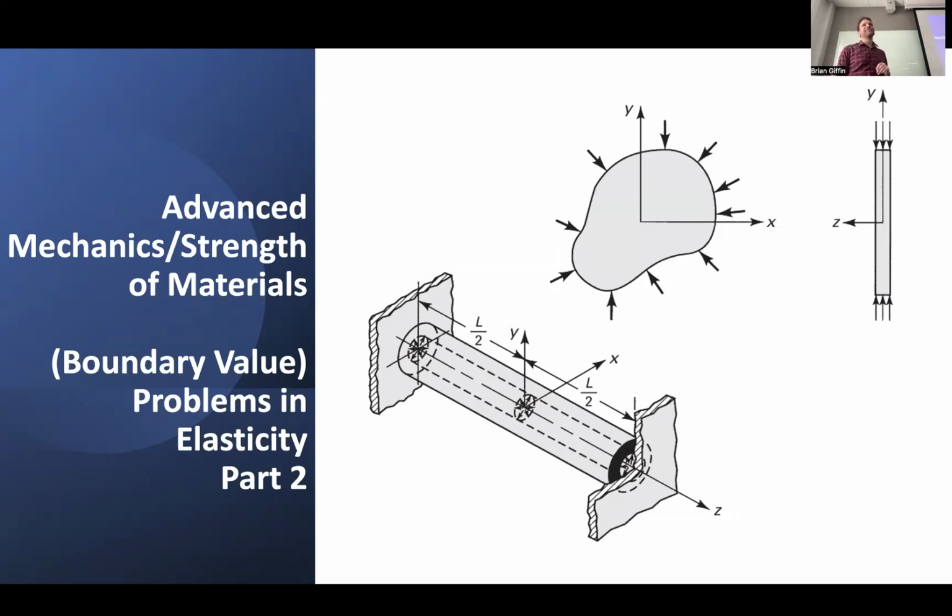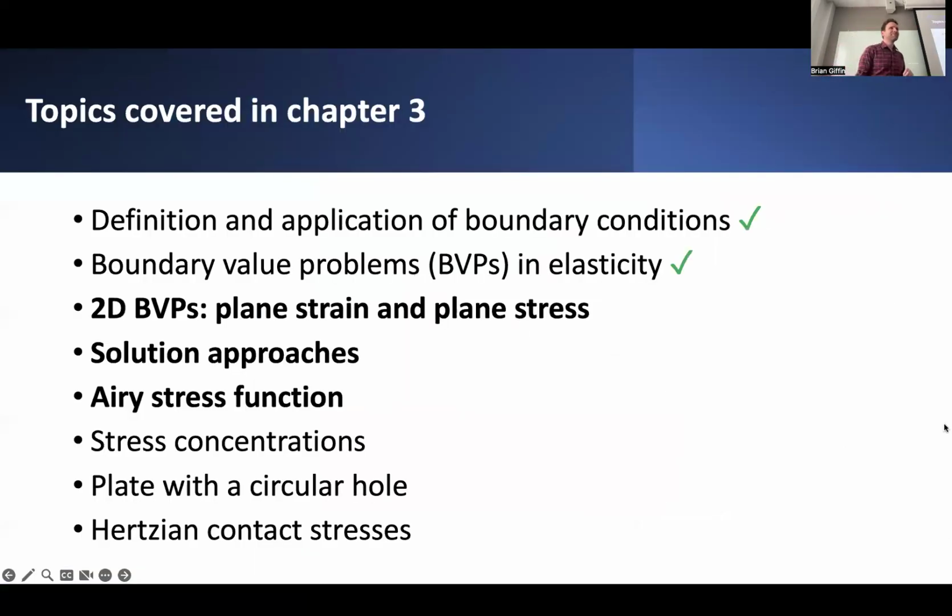We're actually going to start solving some problems in elasticity. And I'm going to be particular. I'm not just going to call them problems. I'm going to call them boundary value problems. And if you watched last lecture, you understand well what that means. And if you don't yet understand what that means, a bit of a refresher.